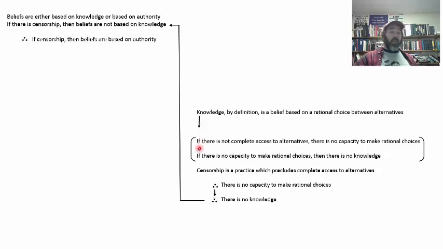So we then have our mediating premise. Censorship is a practice which precludes complete access to alternatives, right? Okay, therefore, if there is censorship, then we don't have full access to the alternatives. That then triggers that chain of antecedents and consequences. Okay, antecedent, there's not complete access to alternatives. Therefore, conclusion, there's no capacity to make rational choices. Therefore, conclusion, there is no knowledge. Ergo, if there is censorship, then beliefs cannot be based on knowledge. And if they're not based on knowledge, then our disjunct must be true that they're based on authority.